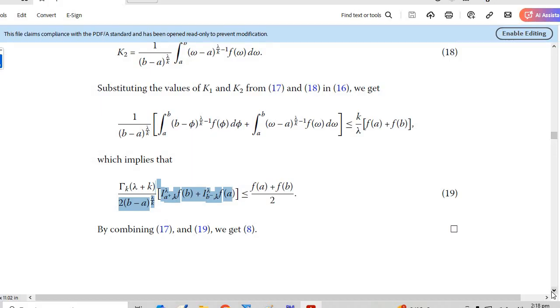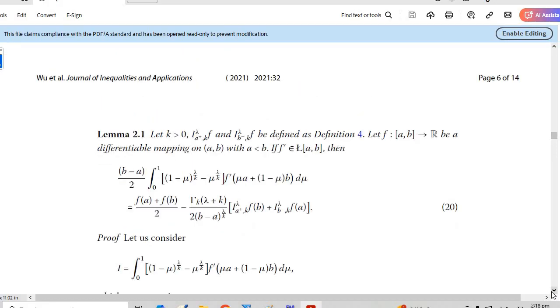Let's talk about the second result. This is Lemma 2.1. In the lemma, we have proved the equality which is given in 20. So let's first state the inequality.